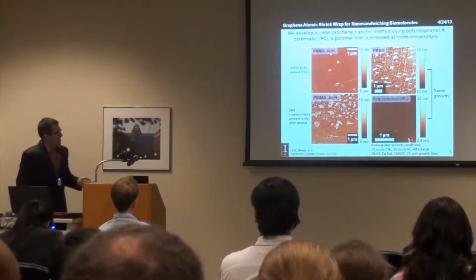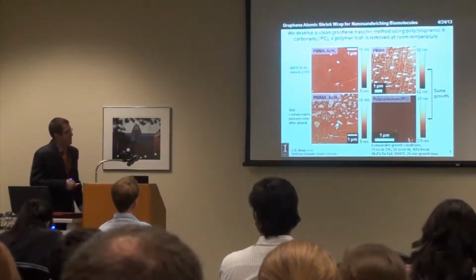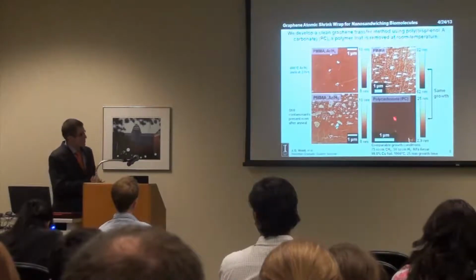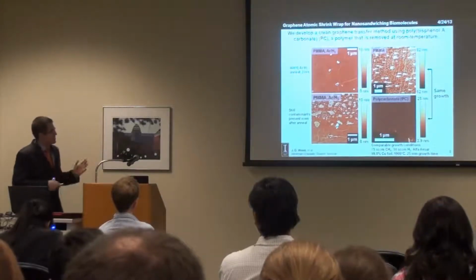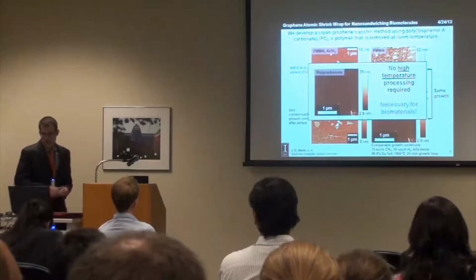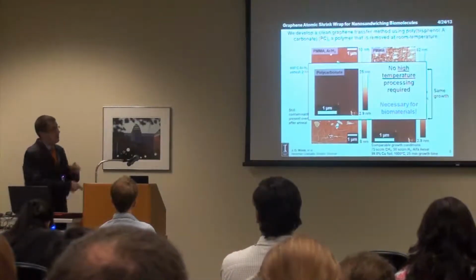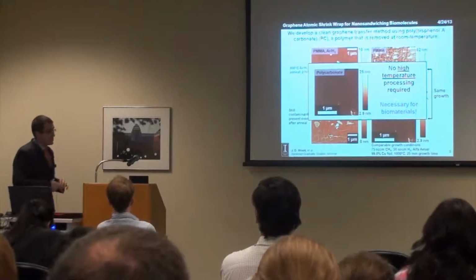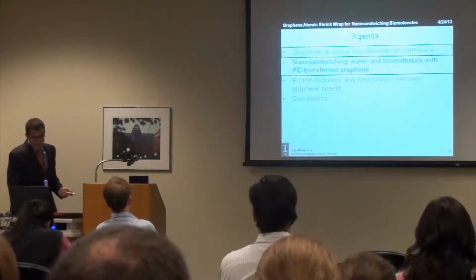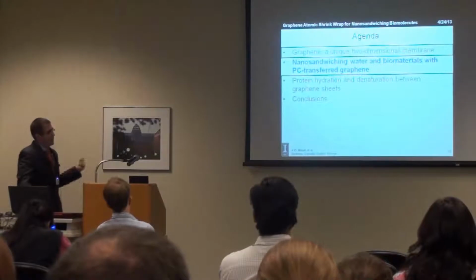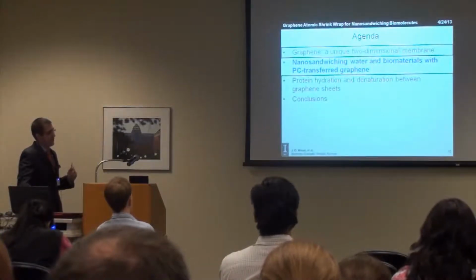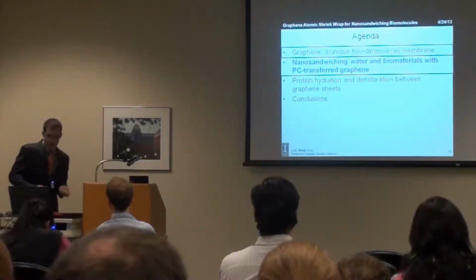If we use this polybisphenol A carbonate transfer method that we developed in our lab, we notice that the transfer is extremely clean. We notice no residues on the surface after a room temperature process. So the key takeaway is that no high temperature process is required. We can basically use this to enable biomaterial encapsulation. So what can we trap between these two graphene layers? We can make a huge sheet of graphene. We can transfer it cleanly.